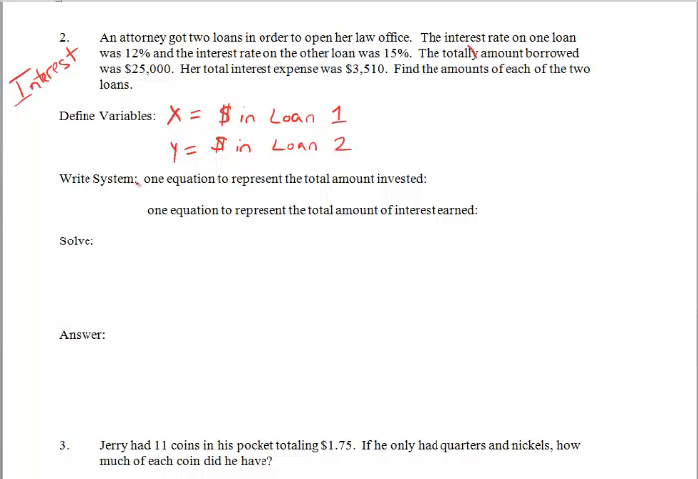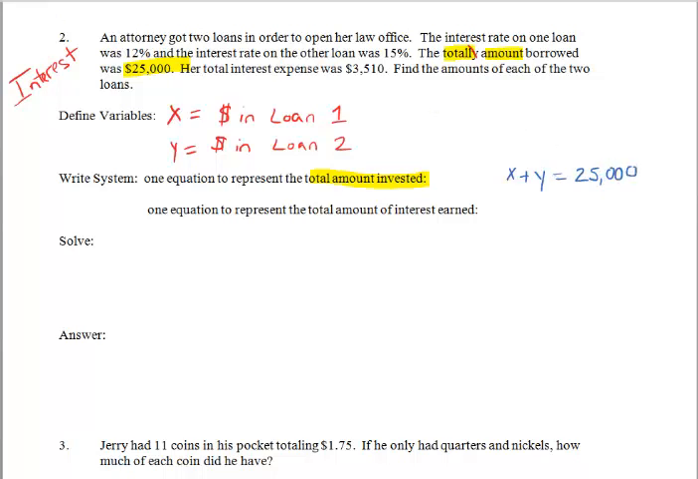Okay, I need to write my system. I need one equation to represent the total amount invested. The total amount borrowed or invested was $25,000. So for this equation, I'm going to say X plus Y, my two accounts total, gave me $25,000.